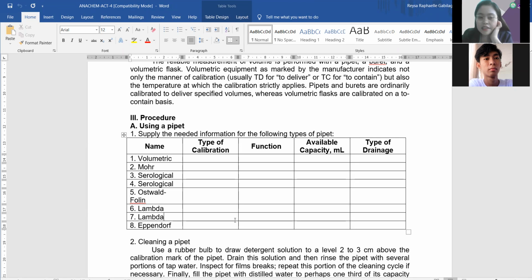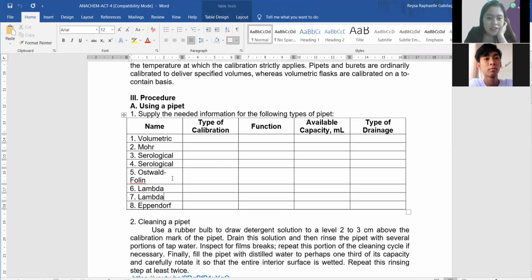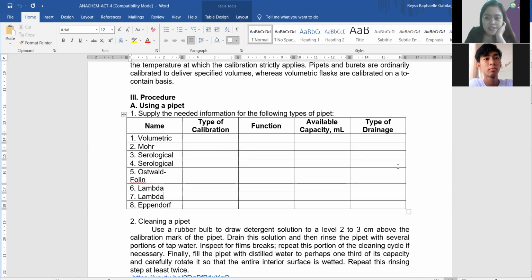It's just that we have two kinds of serological pipette. The other one is to contain and then the other one is to deliver. And so does the lambda pipette. Again, there is one to contain, and there is also one to deliver. So you can choose not to omit them so that they are separated and your answers do not get mixed up.